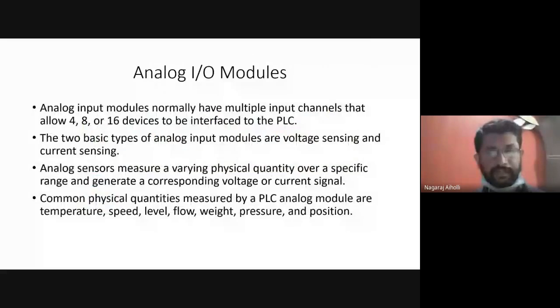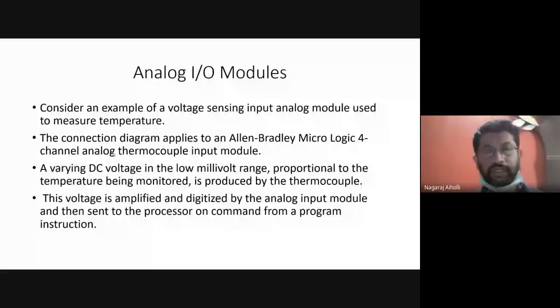Here also, the thermocouple produces a proportionate output voltage with respect to the temperature input. The voltage is amplified and digitized by the analog input module and sent to the processor on command from a program instruction. Based on the program stored in the PLC, the PLC processor operates so as to produce a suitable output signal, based on the ladder diagram or the program that is stored in the PLC.